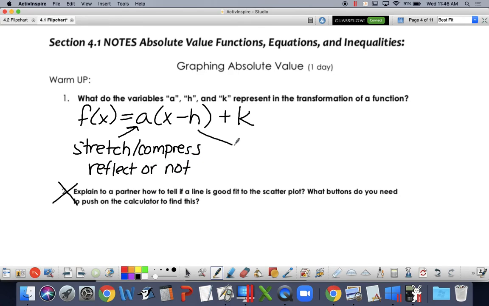What does the H tell us? Translate left or right. Sorry, just to make sure we use our big terms. It is a transformation, though. And then the K, translate up or down.